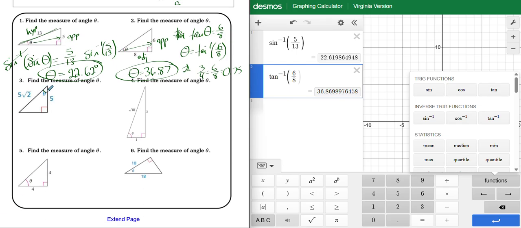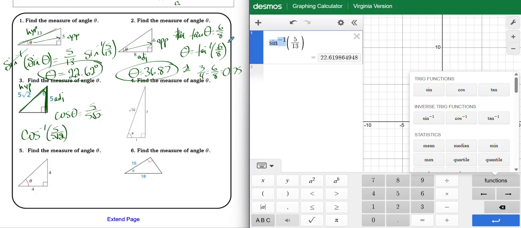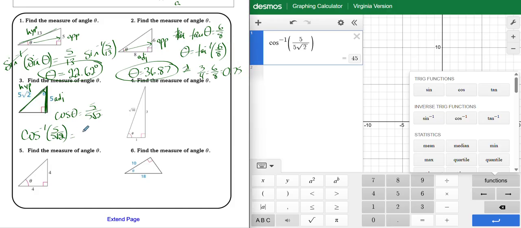All right, here we're given the side that's adjacent and the side that is the hypotenuse. So adjacent and hypotenuse are related by cosine. So cosine of theta is 5 over 5 radical 2. So we're going to do cosine inverse of 5 over 5 radical 2. That is 45 degrees.